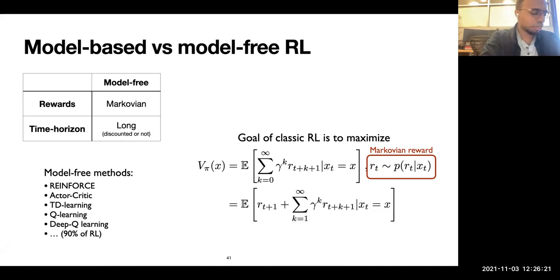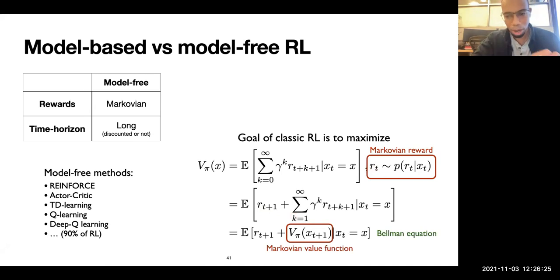So doing some math, right, we can decompose into 2 terms. And from here, we get the celebrated Bellman equation. And the Bellman equation is super important because virtually every model-free method that's out there relies on this. So REINFORCE, actor-critic, TD learning, Q learning, deep Q learning, all rely on the Bellman equation being true.